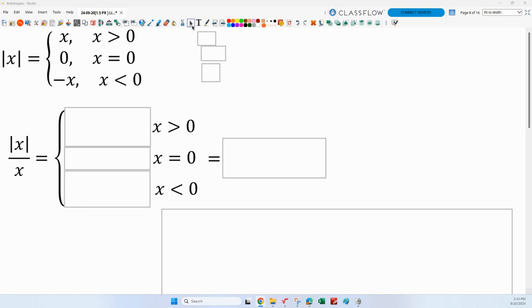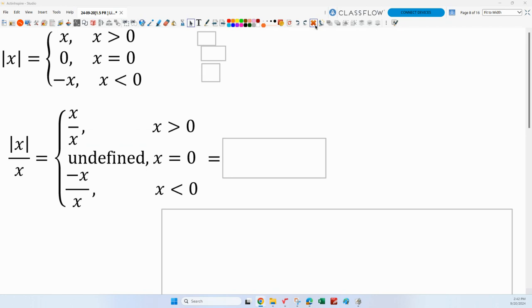Okay, so if I take a new function, the absolute value of x divided by x, what would I get? Well, when x is greater than 0, I would just end up with x over x, which is 1. So that whole thing is just going to simplify to 1. When x is negative, I'm going to get negative x over x, which is going to simplify to -1. And in the middle, it's got to be undefined because I can't divide by 0. So 0 is not in its domain.